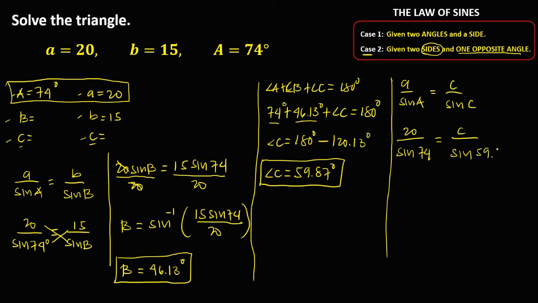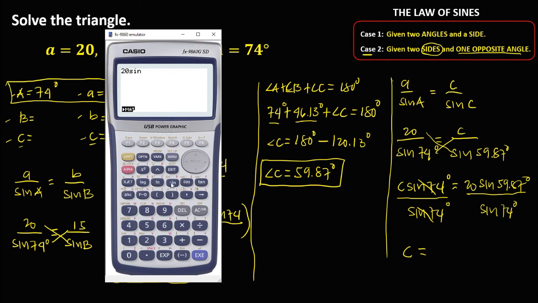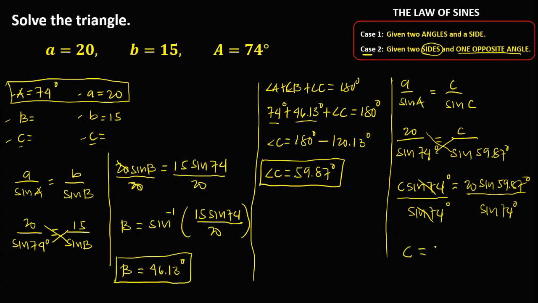So this one is 59.87 degrees. So cross multiply, so C sine 74 equals 20 sine 59.87 degrees. Then to solve for C, divide both sides by sine 74 degrees. So C now is equal to 20 sine 59.87, divide by sine 74, so C is 17.99. So this is for side C.